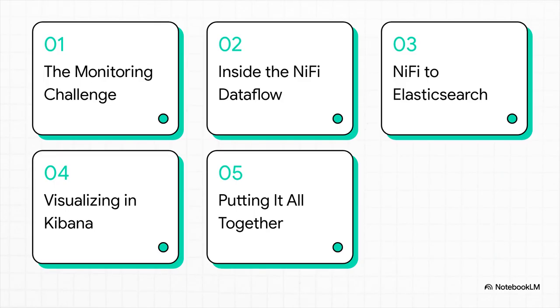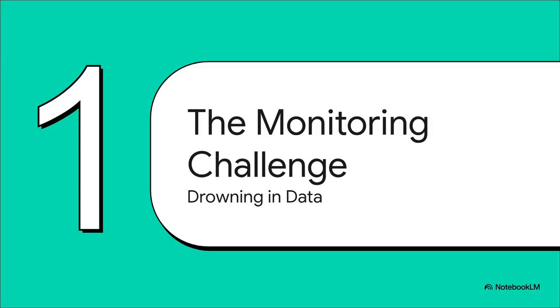Our journey has 5 main stops. First, we'll talk about the real problem we're trying to solve here, finding a needle in a digital haystack. Then, we'll jump into our first tool, Apache NiFi, where we grab all that raw data. After that, we'll see how Elasticsearch acts like a super smart library for all this information. And then, the payoff, visualizing everything in Kibana, before we wrap up by putting all the pieces together. So, let's set the stage.